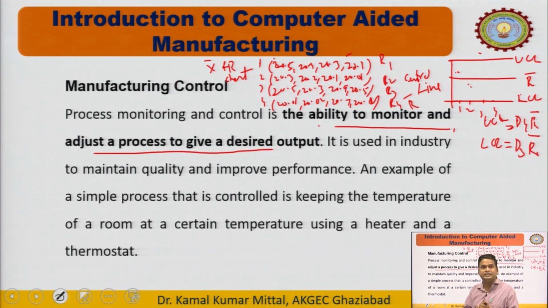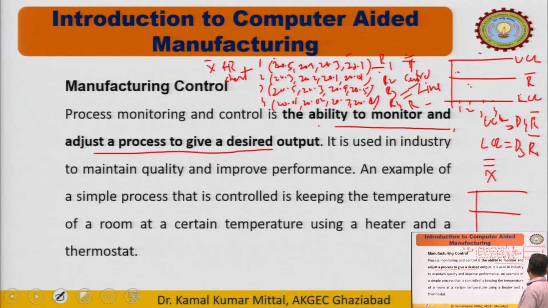Similarly, we can draw the X bar chart also. For the X bar chart, the same procedure is there. We have to take the average of this, that is X bar 1, X bar 2, X bar 3. We will take their average, and then calculate their overall average, that is X double bar. So again, this is the X double bar, and this is the upper control limit, this is the lower control limit.